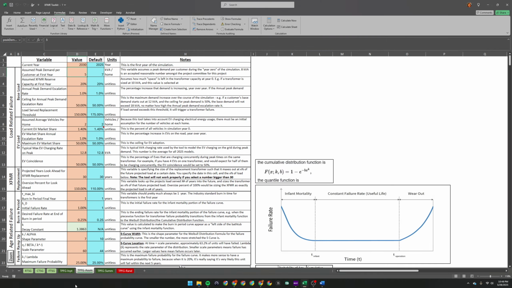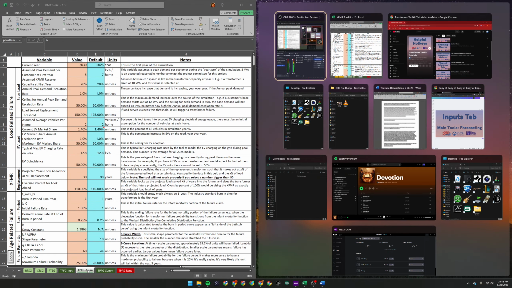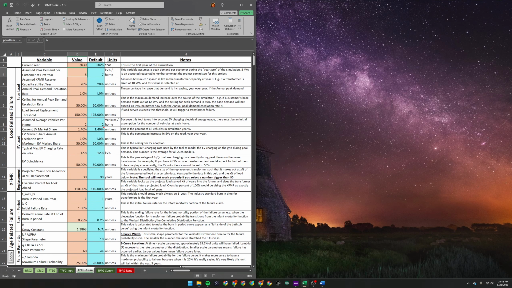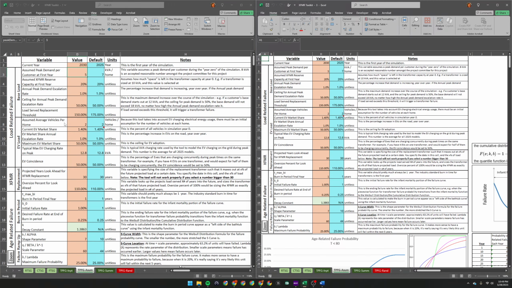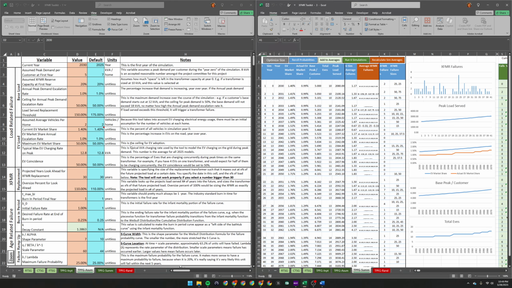Today we're going to be discussing the Transformer Purchase Forecasting Guide, the Assumptions tab, right here. As we step through this, I'm going to do an Alt WN for a new window. I'm going to make adjustments to these variables and show you how those adjustments show up on the summary tab, because this is all real-time simulation.